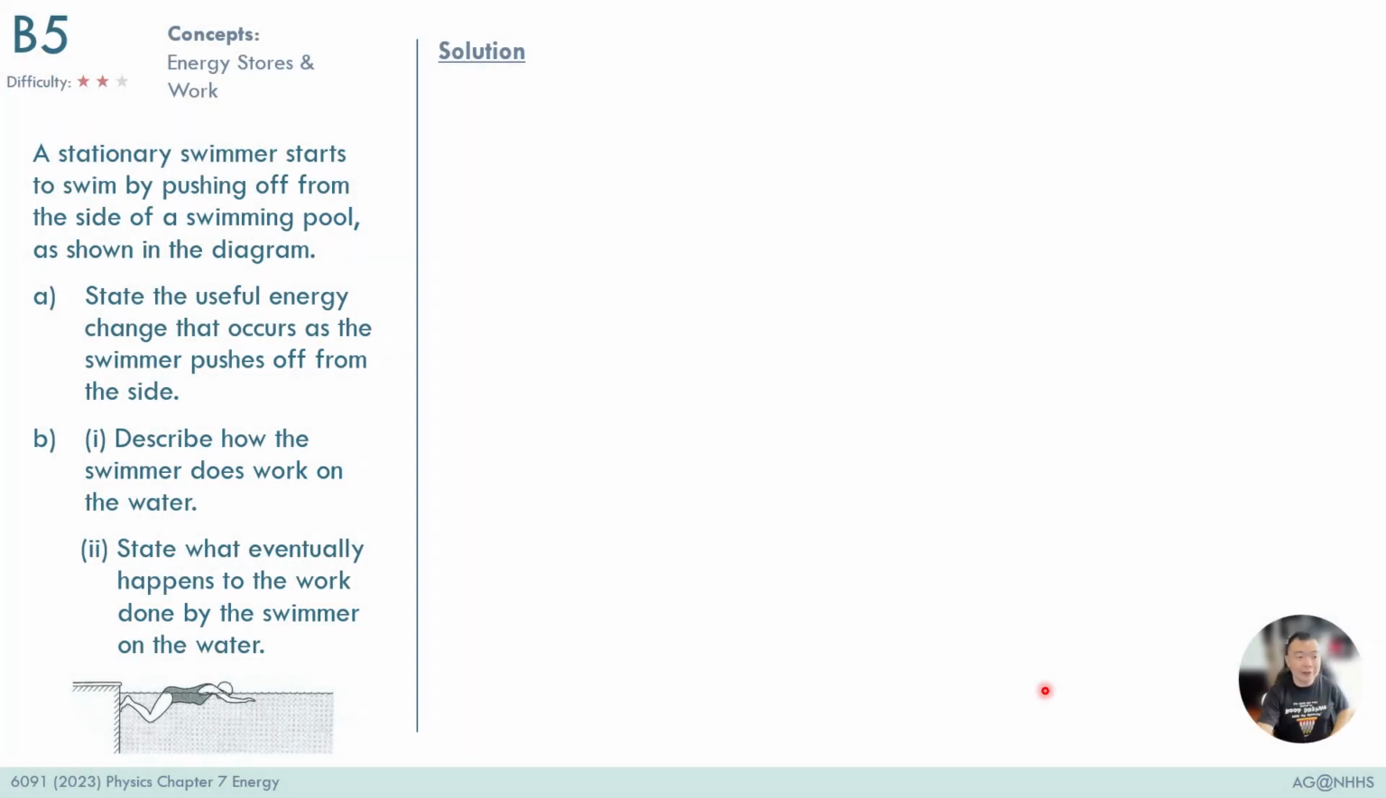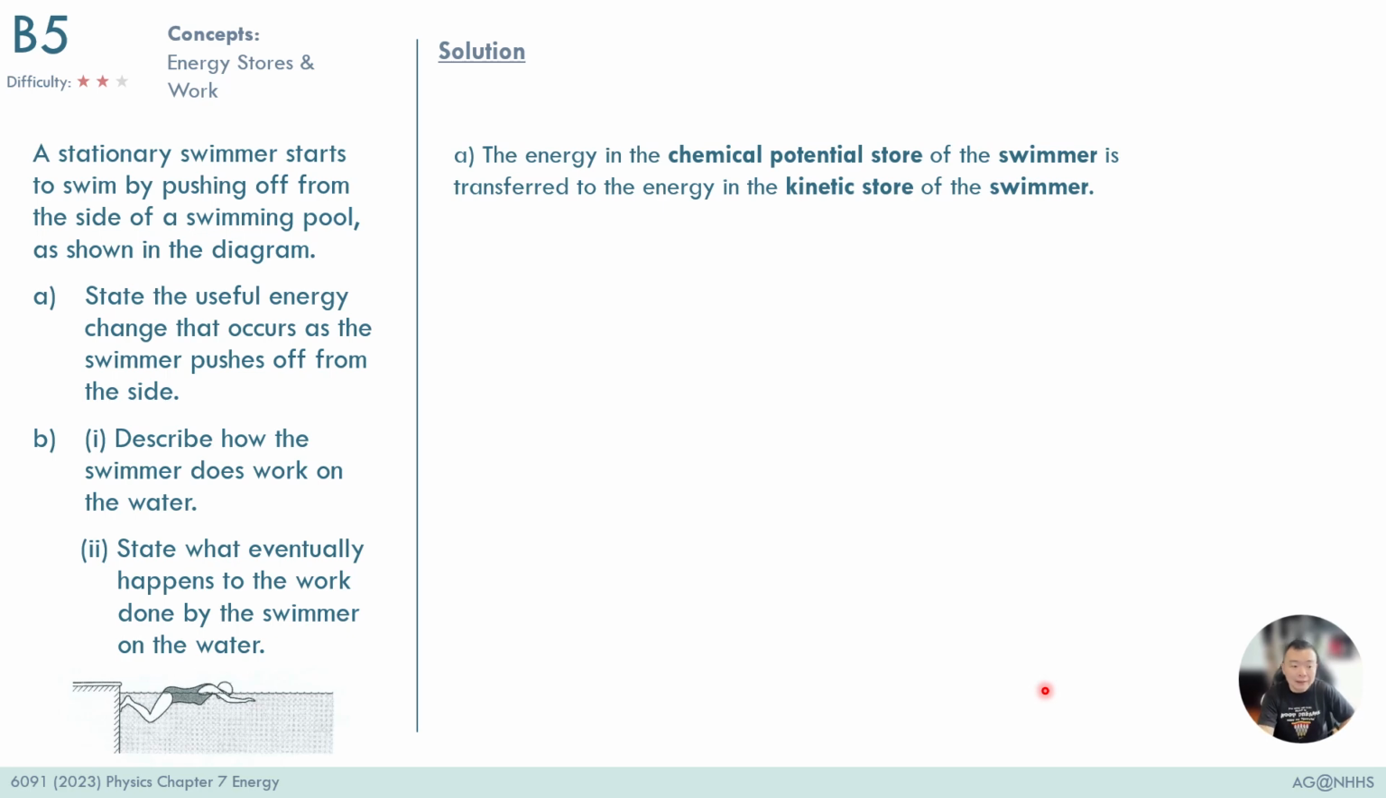This is a question of energy stores and work. So in part A, as the swimmer pushes off the side, the energy in the chemical potential store of the swimmer is transferred to energy in the kinetic store of the swimmer through the action of force, which is the pushing force, and this is via the mechanical pathway.